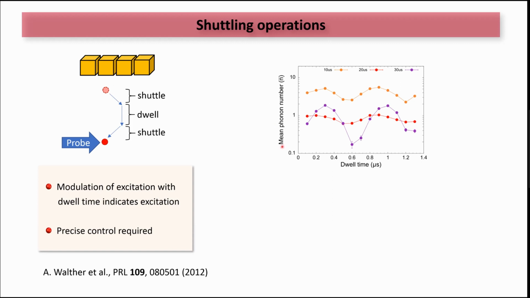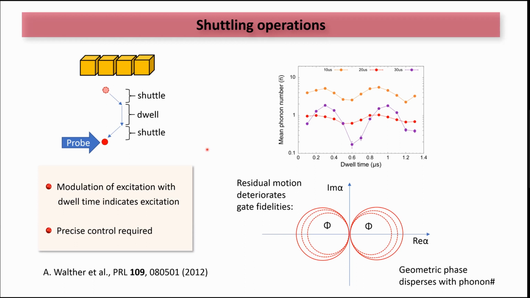So you see the mean phonon number versus the waiting time on the target segment, for different shuttling times. And as you see, the mean phonon number is actually modulated with this time, indicating that we pick up oscillatory excitation. That's not surprising. What we do here is basically moving the support of a pendulum, and if we don't do it right, the pendulum will remain oscillating when the transport is finished. So why is this relevant? Because of the entangling gates.